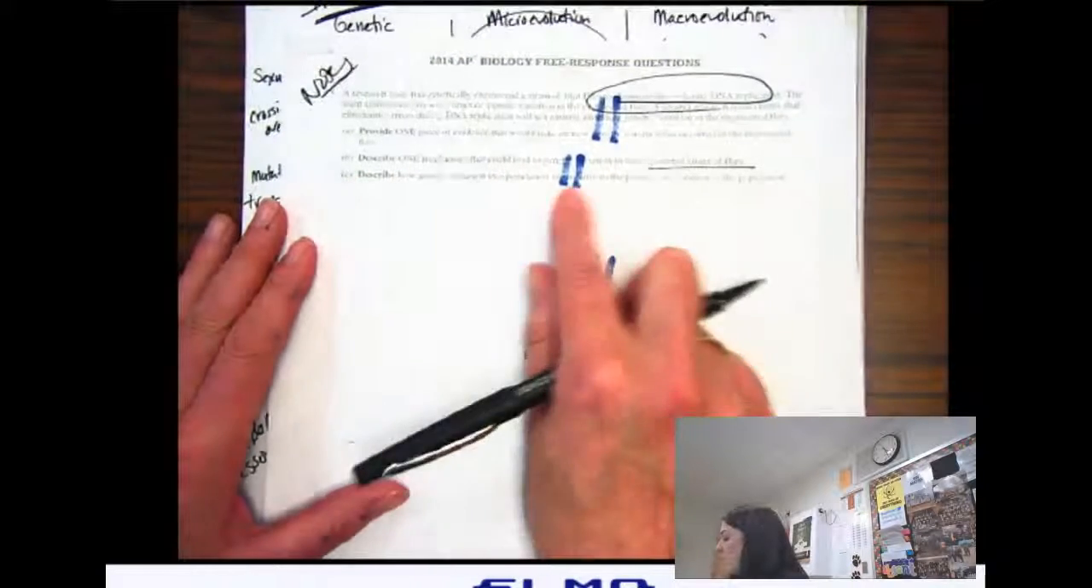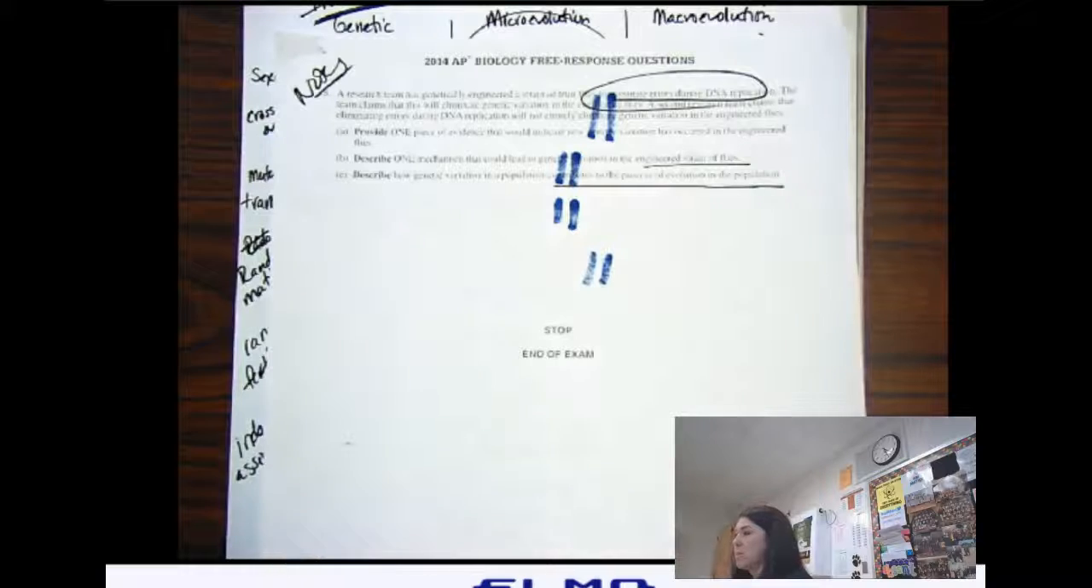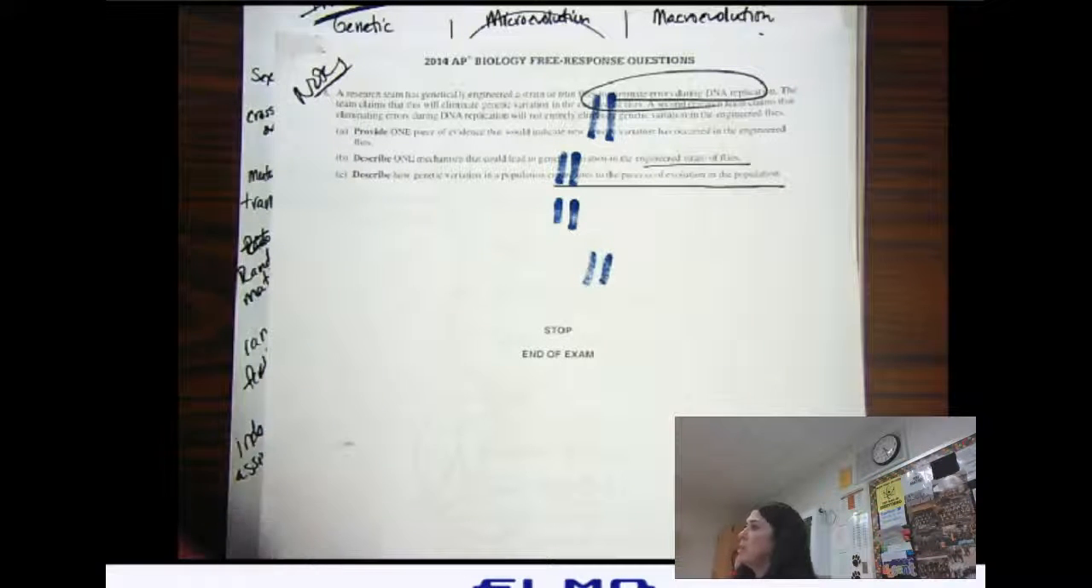And then the most important one is describe how genetic variation in populations contributes to the process of evolution in the population. For natural selection to happen, you need genetic variation first. If everything is the same, there's nothing to select. So genetic variation drives natural selection.